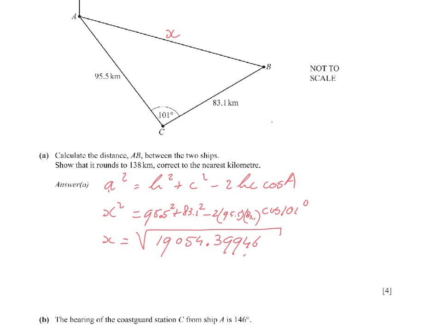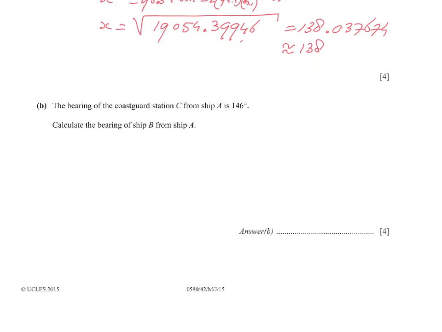There we go. Square root of that answer equals 138.037674. And that corrected to the nearest kilometer is indeed 138 kilometers, and that's what they said. Fantastic, that really gives me some confidence. All right, moving on to the next question.